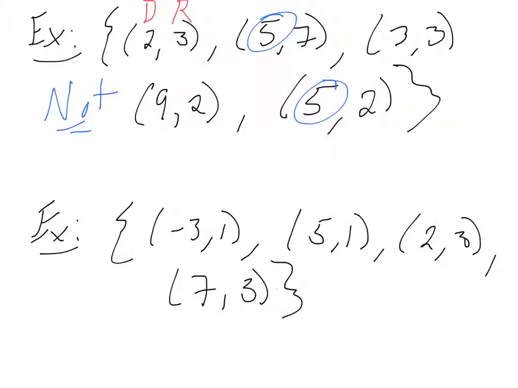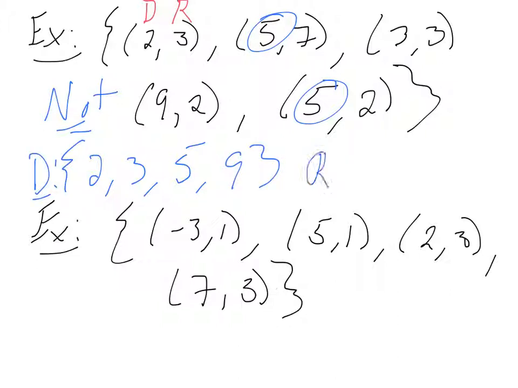What is the domain? 2, 3. Do you want the same number twice? No, don't repeat any numbers. So, 2, 3, 5, 9. Yep. So that's my domain, and then my range is going to be 3, 2, and 7, right? Where's the 7? Next to the 5. Oh, I missed it.